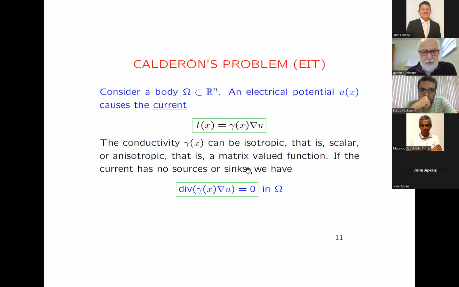If there are no sources or sinks of current, the divergence of the current is equal to 0. And this is a very simple partial differential equation. It's elliptic. For instance, when gamma is equal to 1, conductivity 1, uniform, the divergence of the gradient is a Laplacian. So this will be a harmonic function.